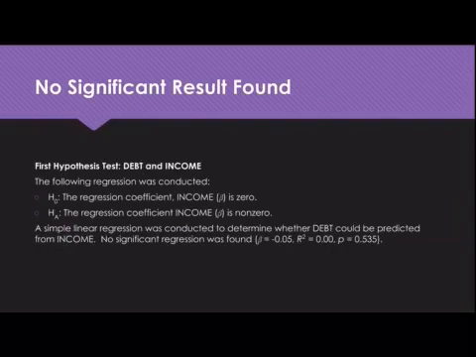A simple linear regression was conducted to determine whether debt could be predicted for income. No significant regression was found. Our beta is 0.05, r squared is 0, and our p-value is 0.535, which is greater than our alpha.